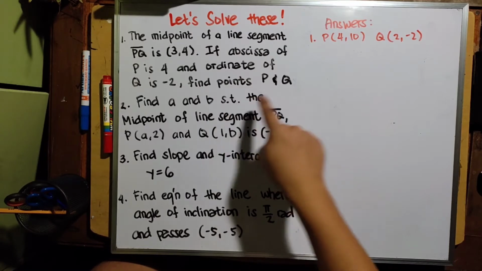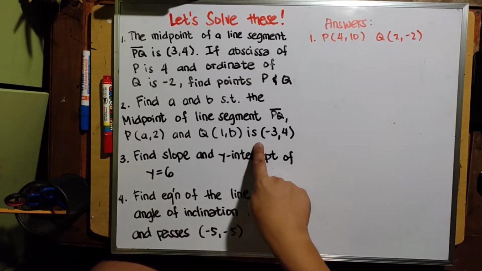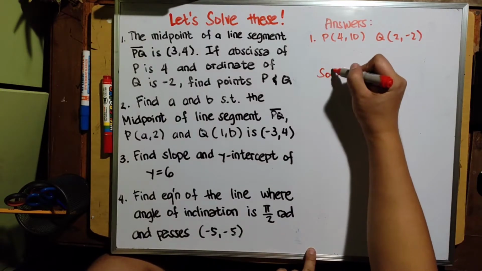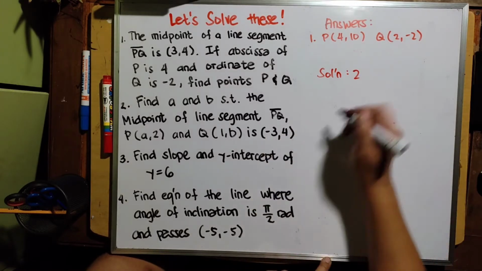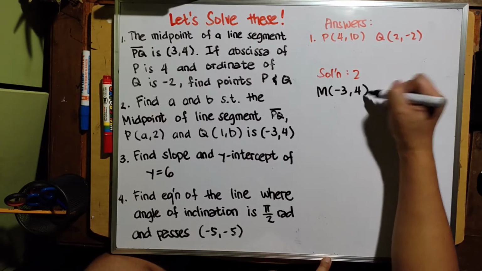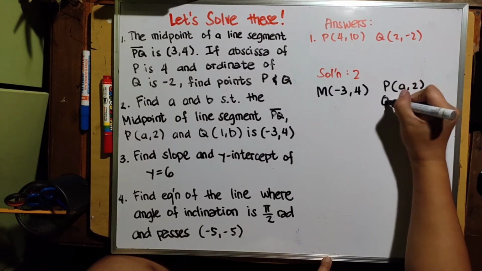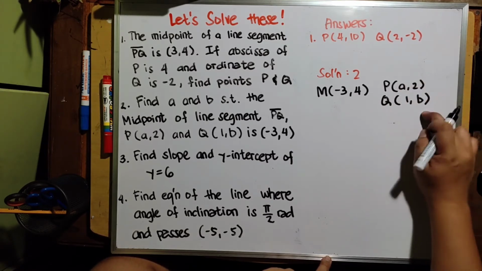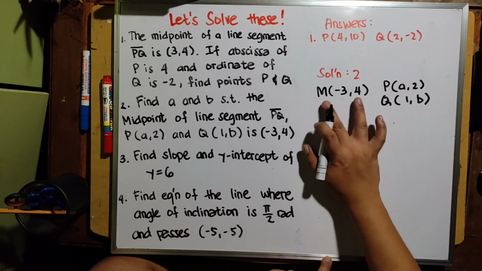Find A and B such that the midpoint of line segment PQ, where P is (A, 2) and Q is (1, B), is (-3, 4). Okay, for number 2, solution. Okay, let's write the given. So we have the midpoint, which is (-3, 4), where P is (A, 2) and Q is (1, B). Now we are asked to find the value of A and B. Again, let's just use the formula for the x bar and y bar since we are given the midpoint.